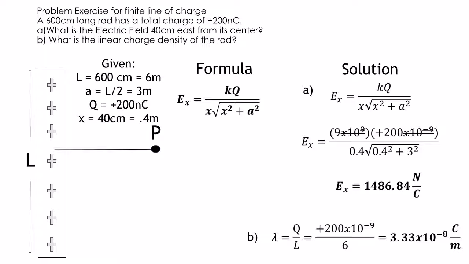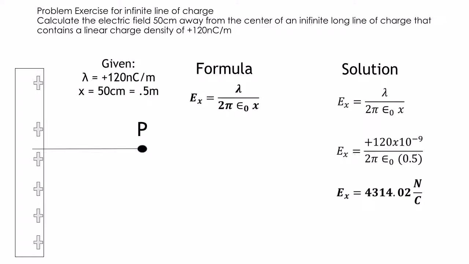1486.84 nanocoulomb. The linear charge density of the rod is equal to the charge over its length, so we substitute the values and get a final answer of 3.33 times 10 to the negative 8 coulombs per meter. We are given a linear charge density of the rod and the distance from the rod. So using our formula for the infinite line of charge, we substitute the values of the variables and get a final answer of 4314.02 nanocoulomb.